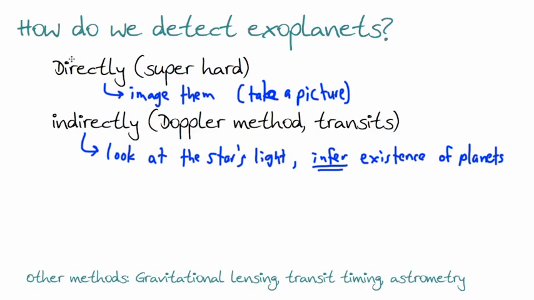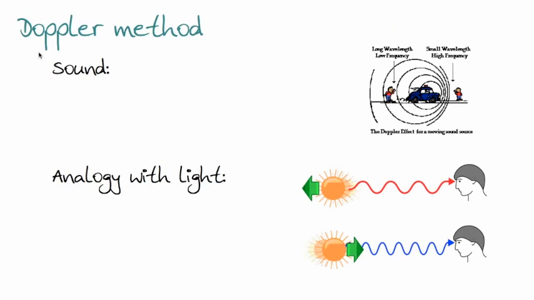And like I said before, directly imaging these planets is very difficult, but detecting them indirectly is a bit easier. So I'm going to start by showing you the Doppler method. That method uses what we call the Doppler effect. Now you might have heard of the Doppler effect as far as sound goes. This is something that you may actually know about.